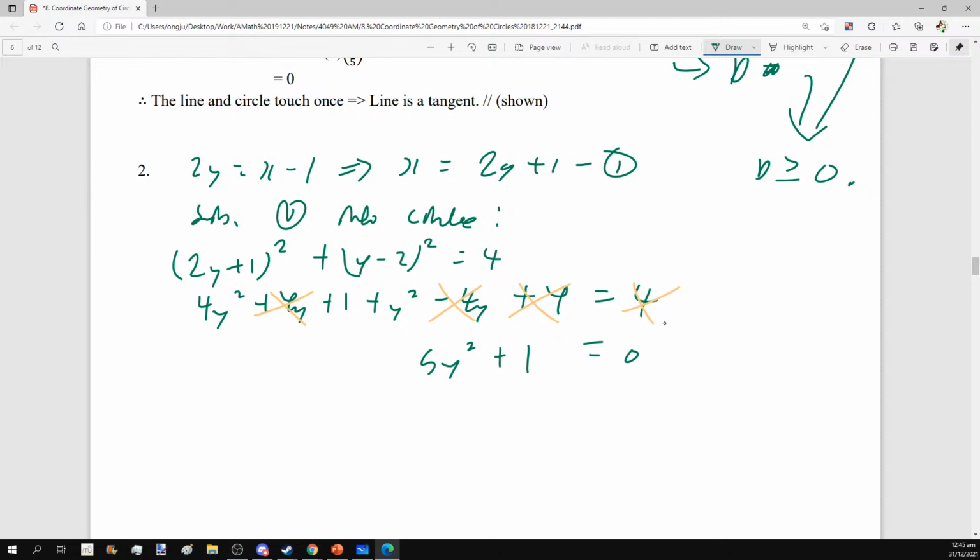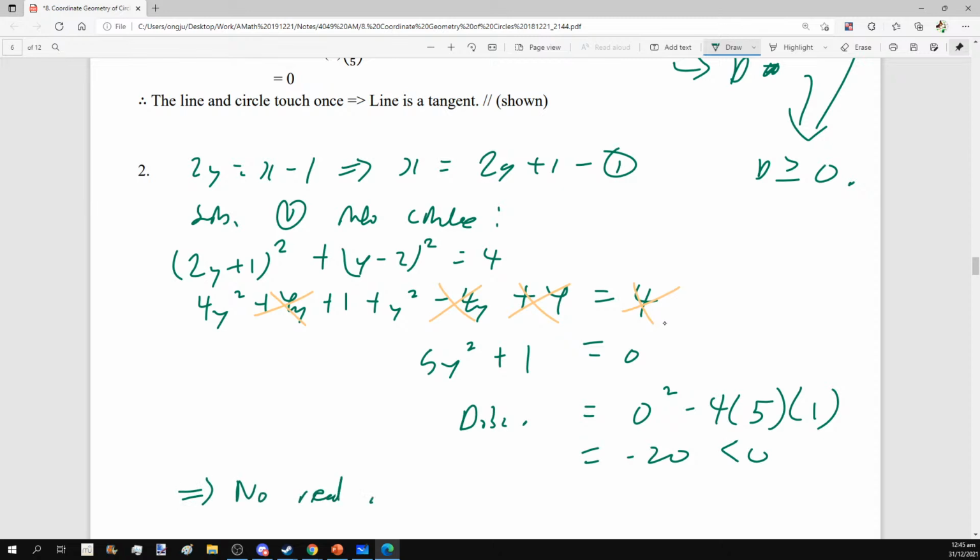From here, it is very clear that the discriminant will be b squared minus 4ac, which is negative 20, which is less than 0, and therefore we expect no real roots. And this implies the line does not meet the circle. And we are done. As a reminder, always answer what the question wants.